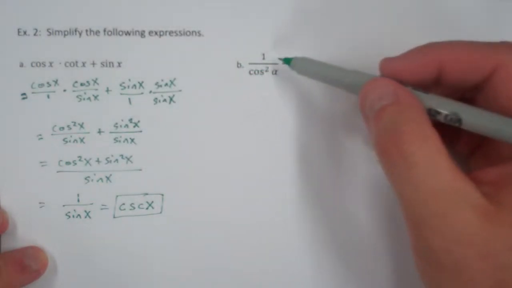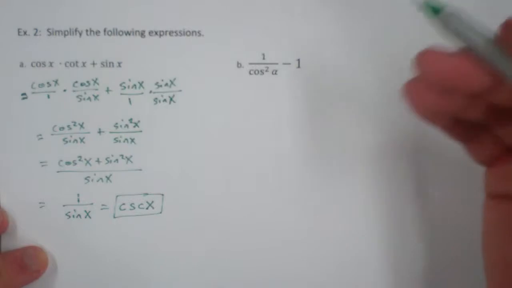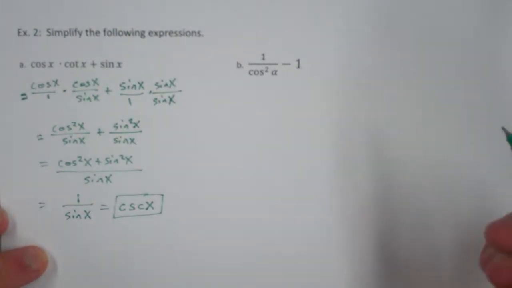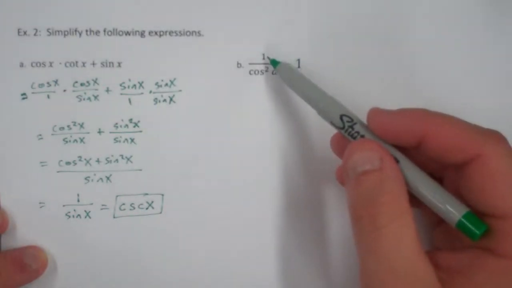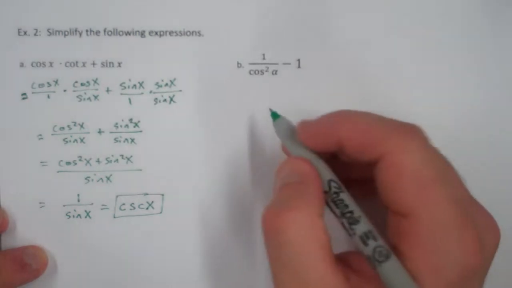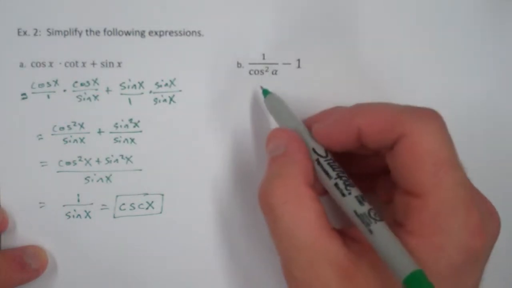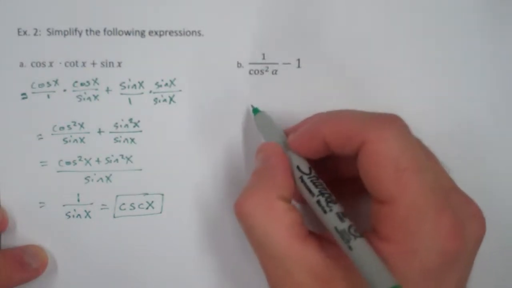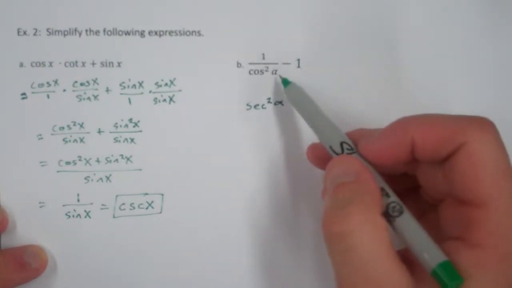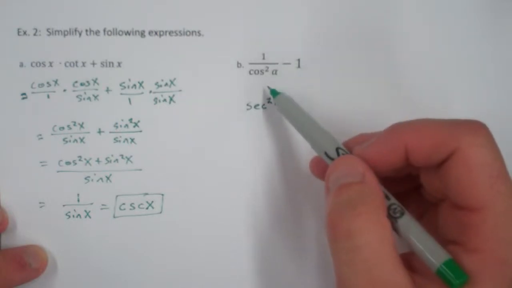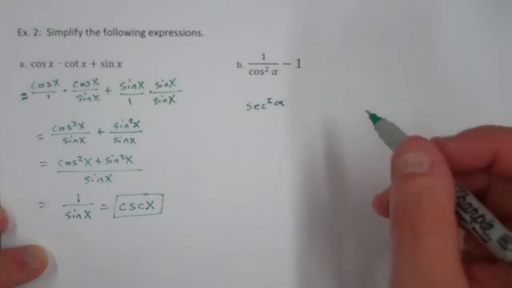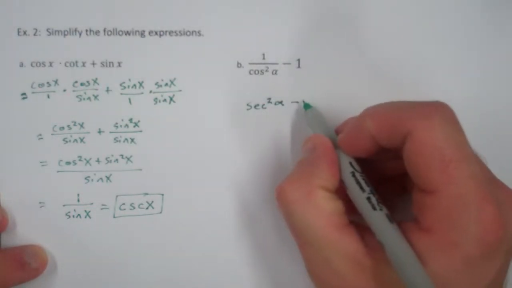For part B, we already have sine and cosine, so we're kind of stuck in terms of turning everything into sine and cosine. So we've got to do something different. I'm noticing we have 1 over the cosine, and it is the cosine squared. And so we can maybe use a reciprocal relationship here. The cosine and the secant have a reciprocal relationship, and it does work. 1 over the cosine squared is the secant squared. So then we have minus 1.